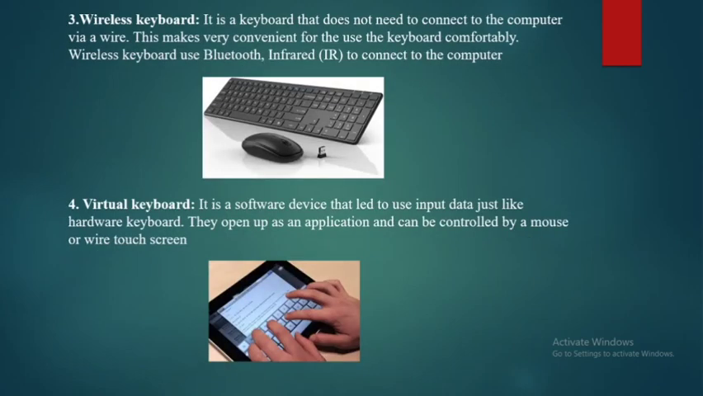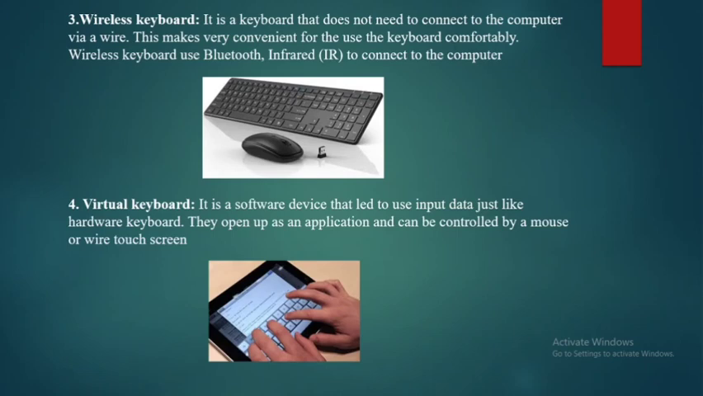So next type of keyboard is wireless keyboard. It is a keyboard that does not need to connect to the computer via wire. So it is not connected by a wire. This makes it very convenient to use the keyboard comfortably, so that we can take the keyboard on our lap and work easily. Okay, no need to worry about the wires and all.